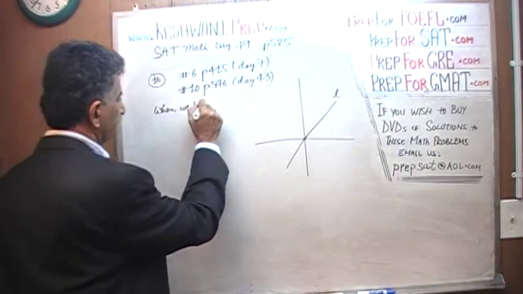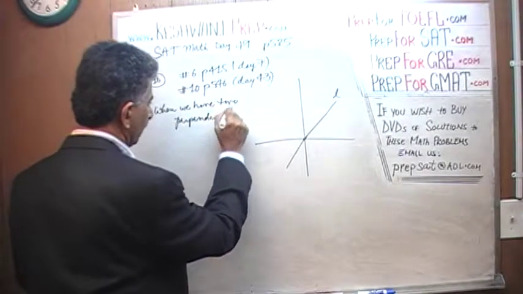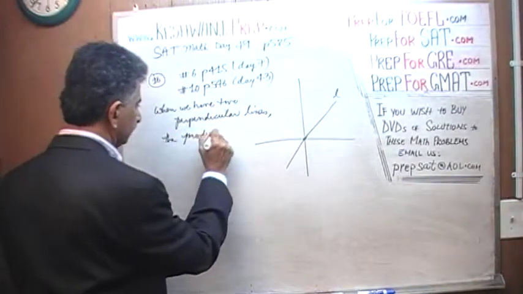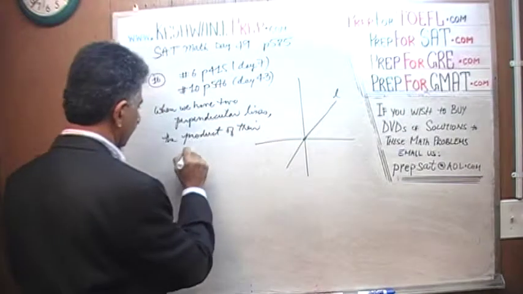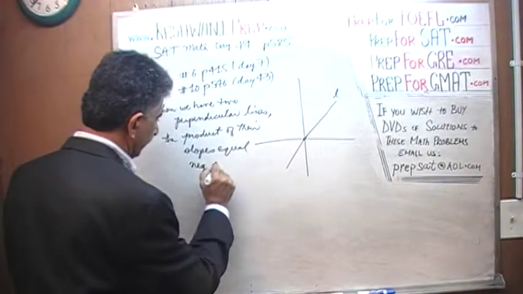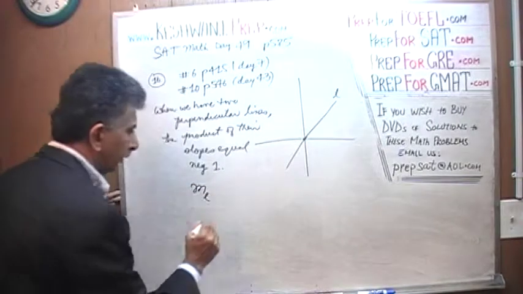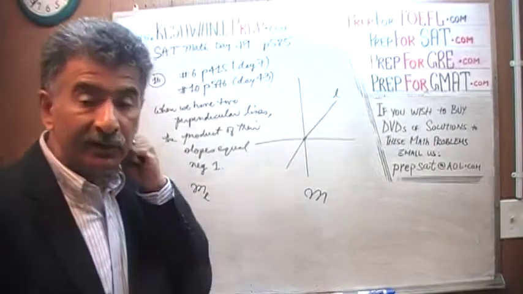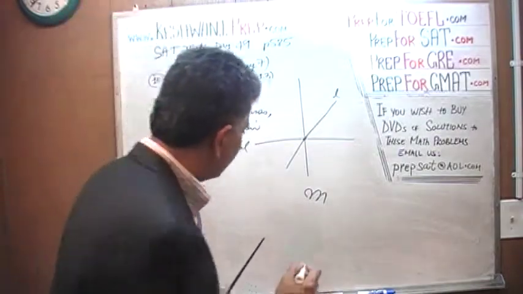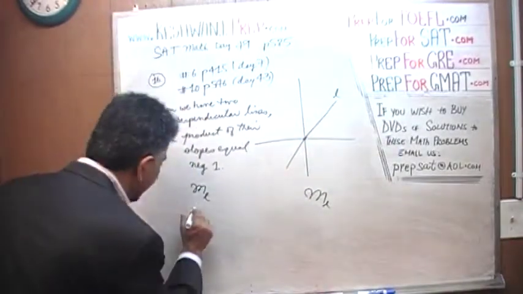When we have two perpendicular lines, the product of their slopes equals -1. So let's call the slope of this line M. M traditionally is the letter used to denote the slope of a line. That's just a convention. And M with subscript L here would denote the slope of line L, which we are told is positive.